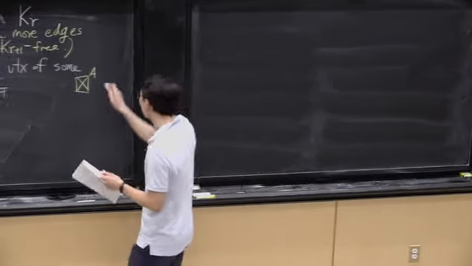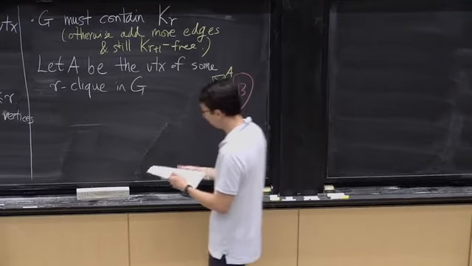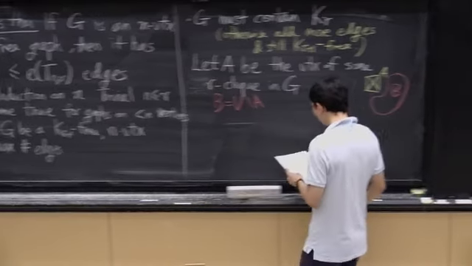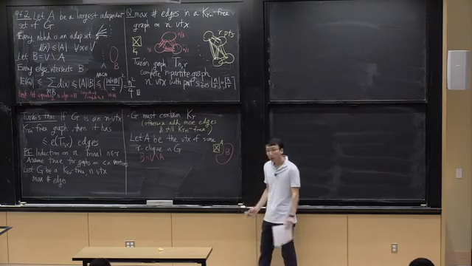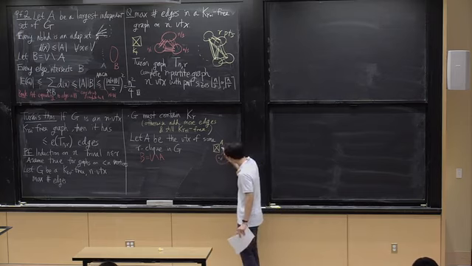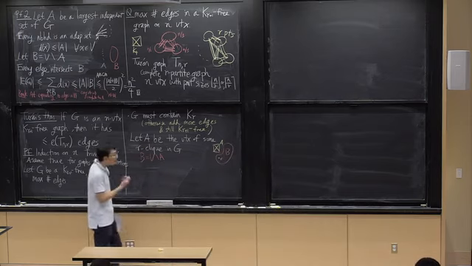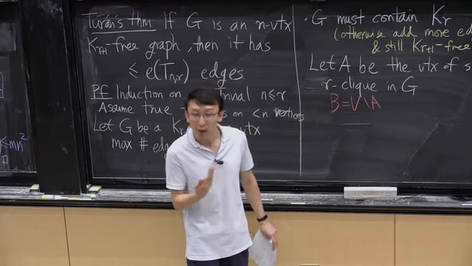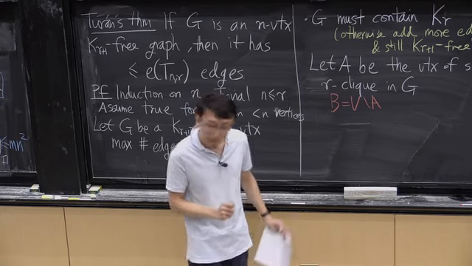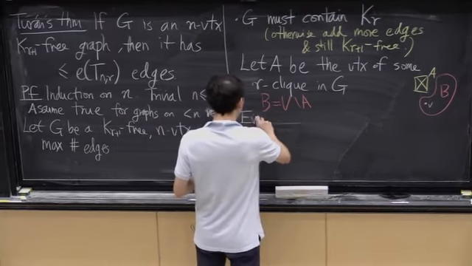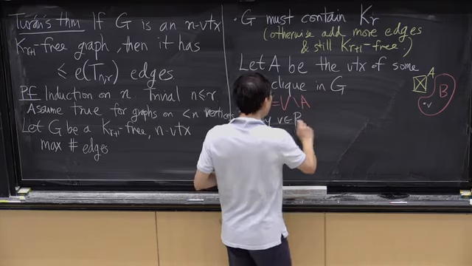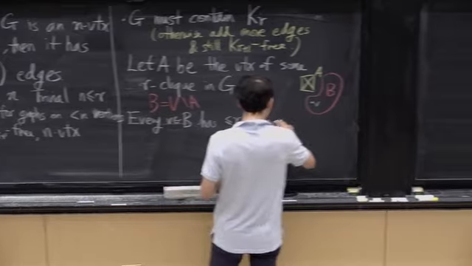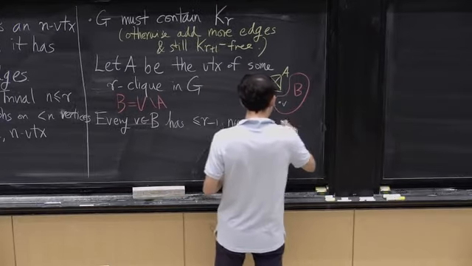And the complement set, let me call that B. Look at a vertex in B. How many neighbors can it have in A? It cannot be complete to A, otherwise I would have an (r+1)-clique. And so every vertex in B has at most r-1 neighbors in A.